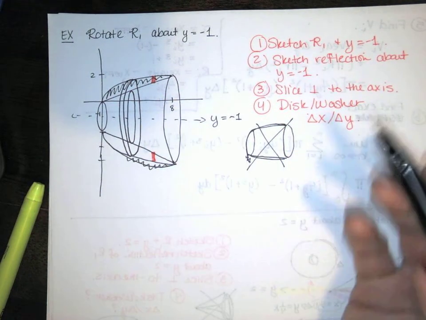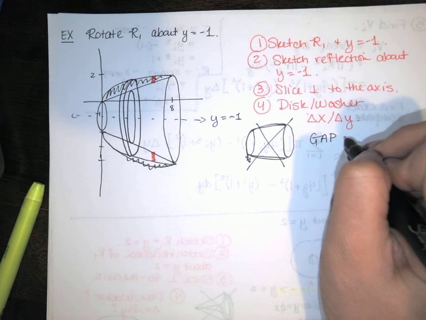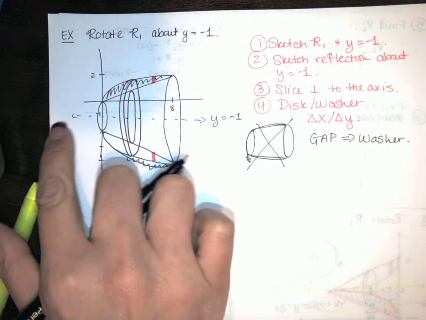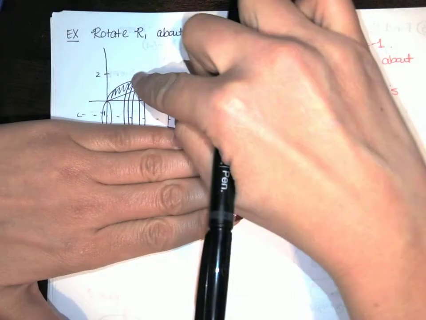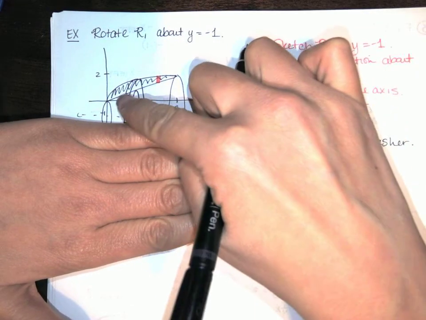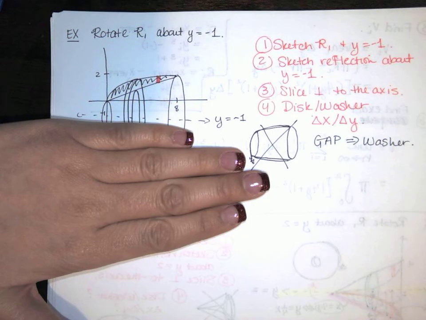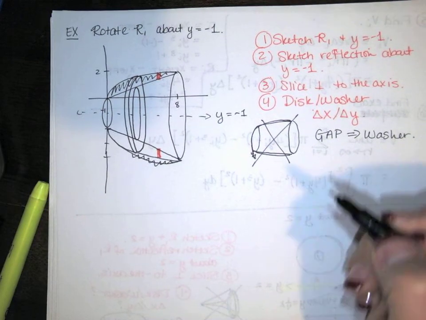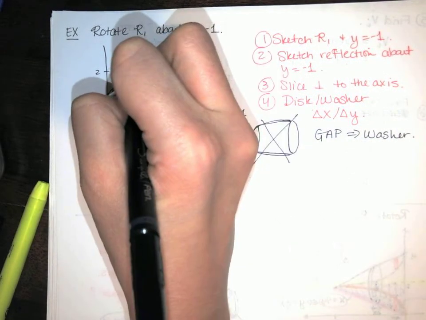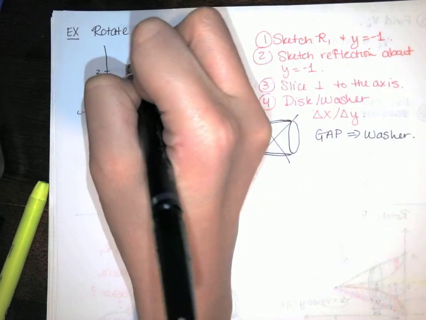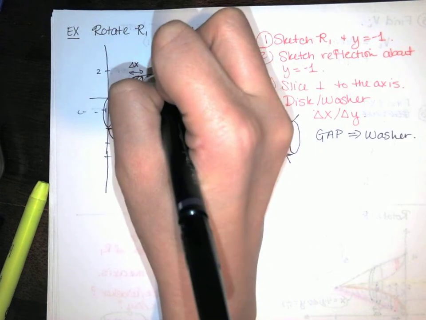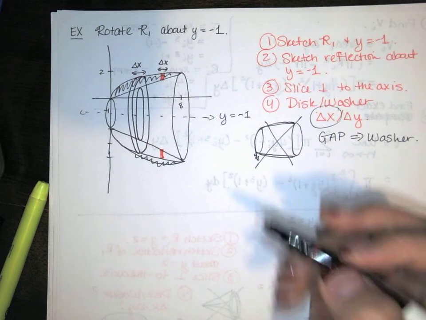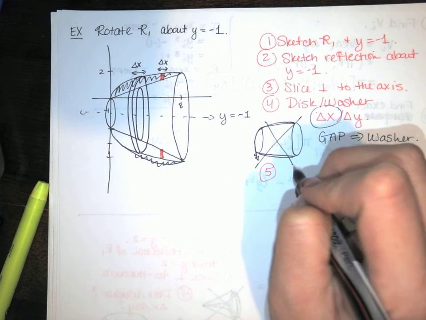I see a gap. So that means we've got a washer. A gap between this region and that line. Look at that. There's a huge gap between that region and the line. That region doesn't even touch the line that we're revolving around. So we've got a washer, and then we look at the width of that washer. I see delta x, or the width of that representative rectangle. It's delta x. Okay, so now we're going to state the formula for V sub I.